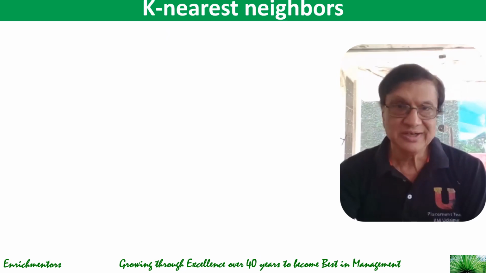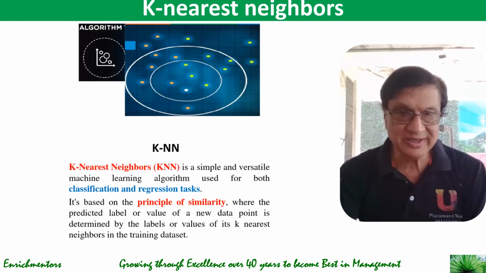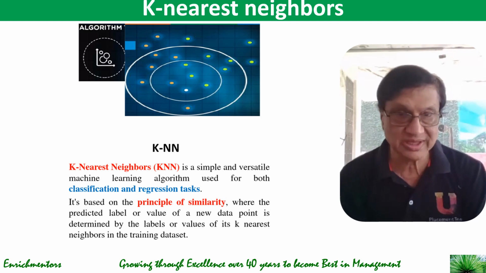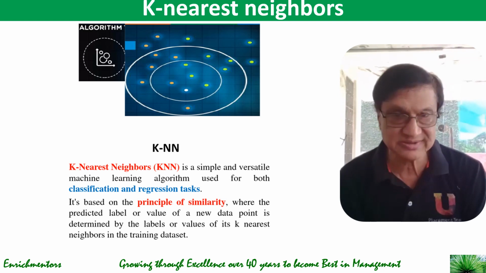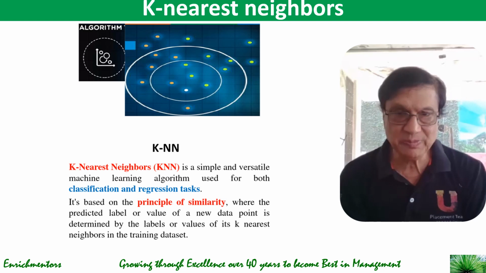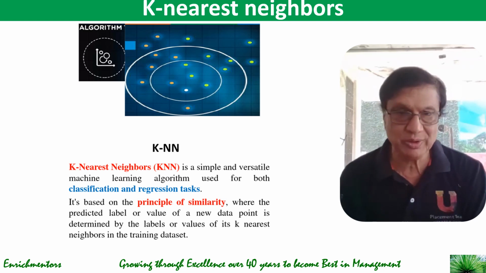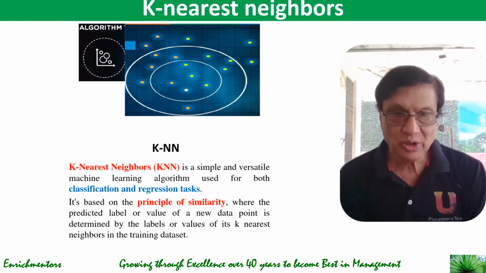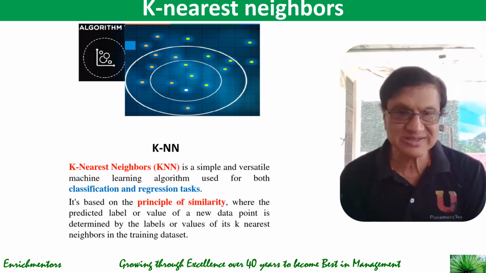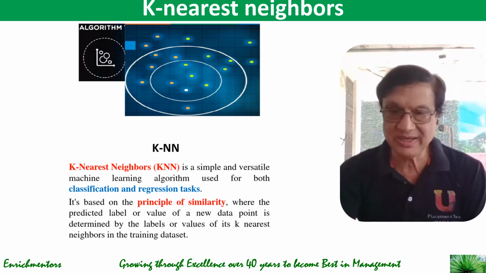The second thing that we can talk about is the k-nearest neighbor technique, and there it is a simple and versatile machine learning algorithm used for both classification and regression tasks, and it is based on the principle of similarity, where the predicted label or value of the new data point is determined by the label or the value of its k nearest neighbors in the training data sets. So this is how k-NN can also be used for missing values.